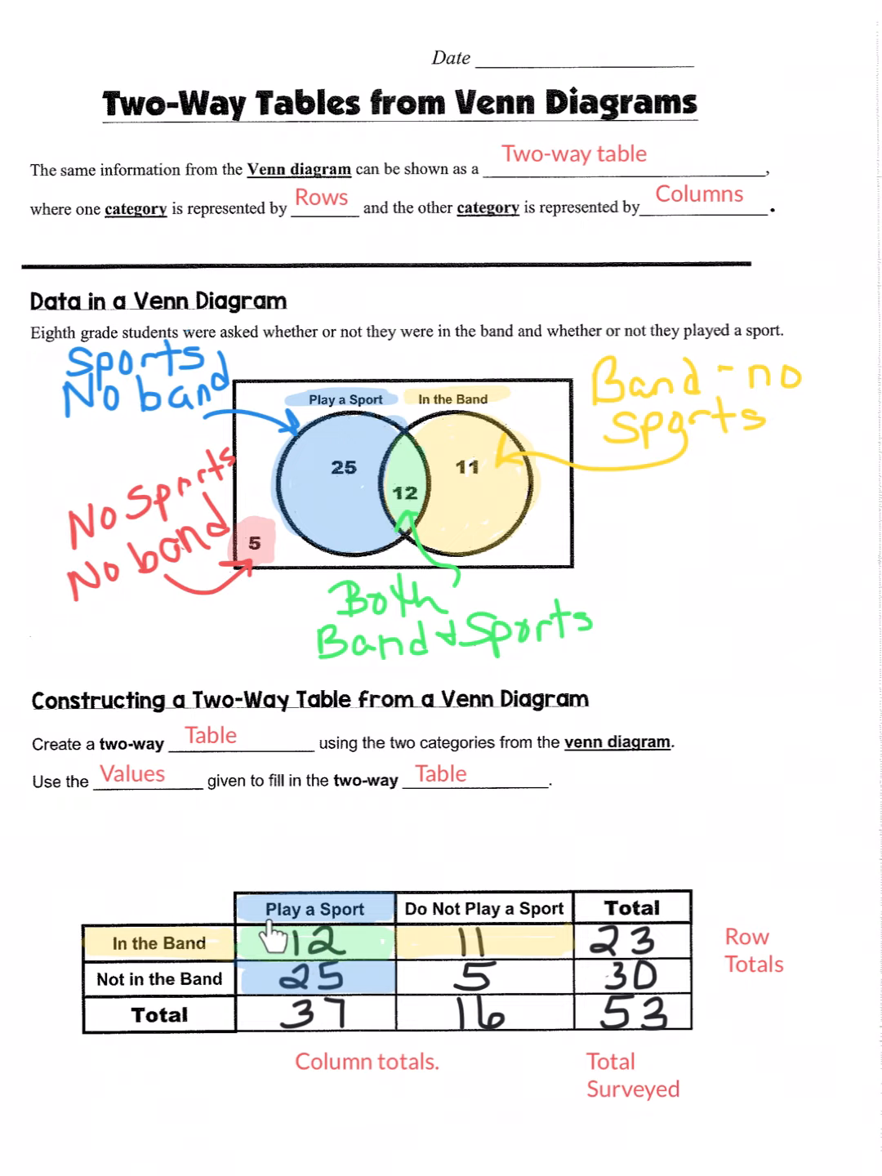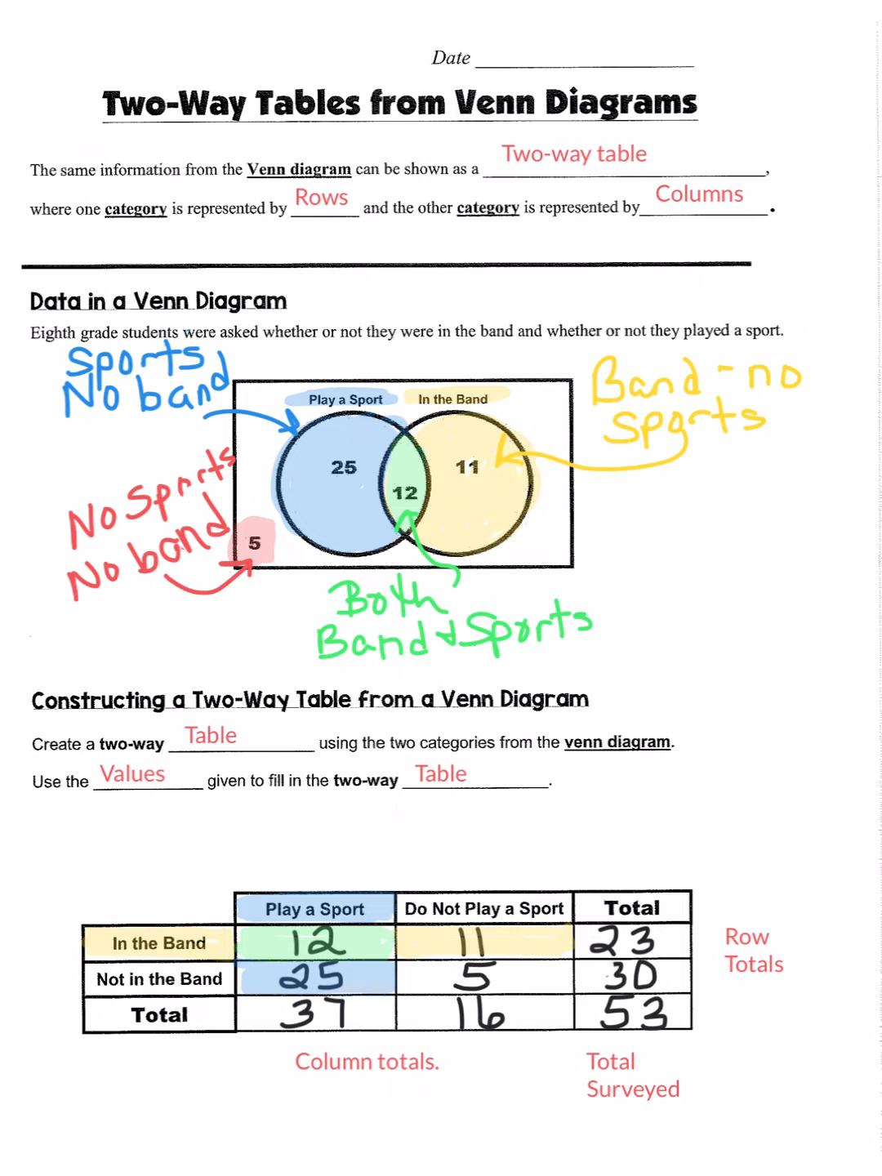Then under play a sport and not in the band, we have these 25 here, so I put that there. Over here we have in the band, but do not play a sport. Well, that's 11 right here. And then we have no sports, no band. The 5 go here. No sport, no band.